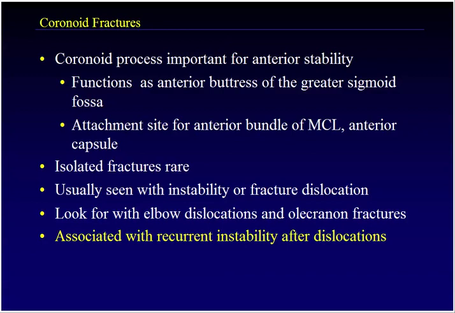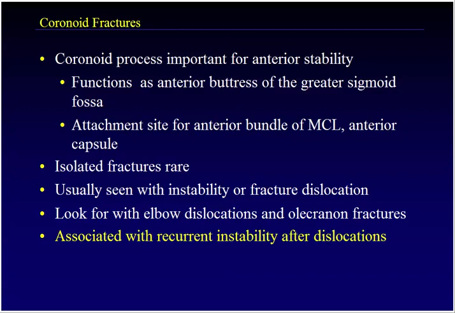And if the coronoid is disrupted, particularly disrupted at its base, you can anticipate significant injury to the medial collateral ligament associated with that. Isolated coronoid fractures are rare. It's usually seen in combination with elbow dislocations or injuries of the proximal ulna or the radial head. You have to look for those injuries and rule them out.